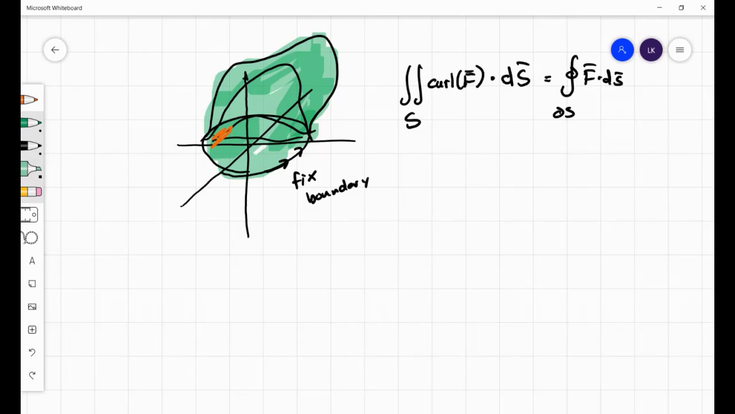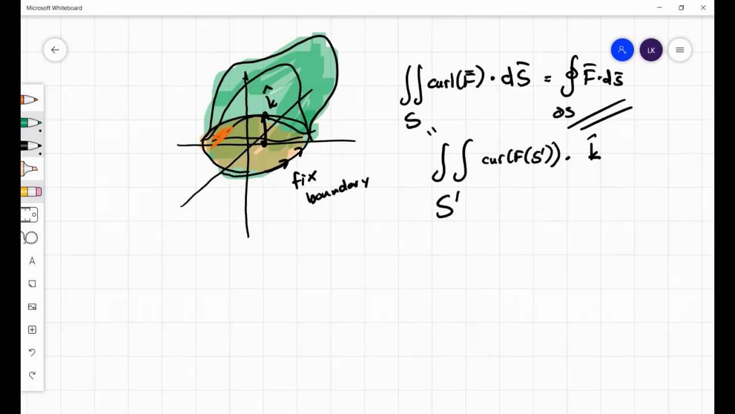You just end up with a disk. And that's going to be equivalent, because this integral doesn't change as long as the boundary is fixed. So that would be equivalent over a new surface, which is just the disk. It would be the curl of F restricted to S, the disk, dotted with the unit normal, which here would be pointing upward in the positive z direction. So you can simplify the surface over which you're integrating as long as you hold the boundary fixed.